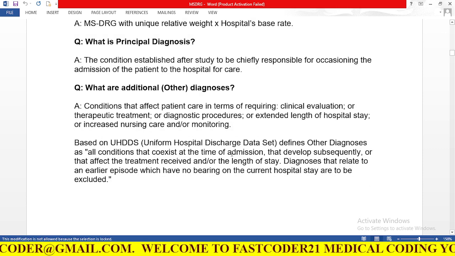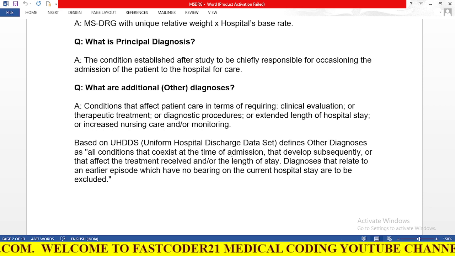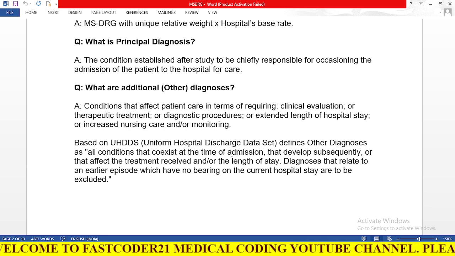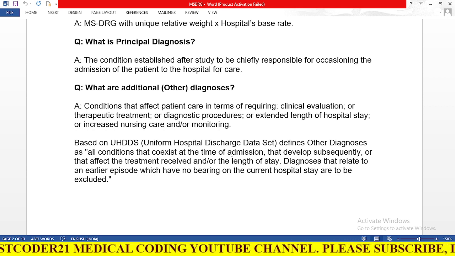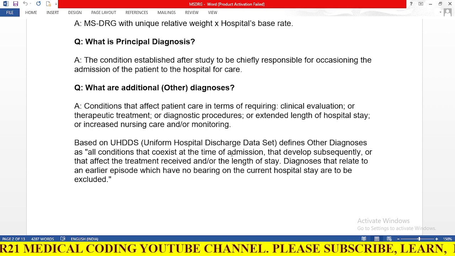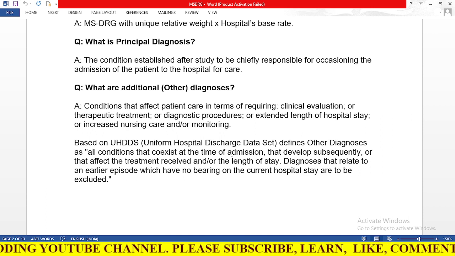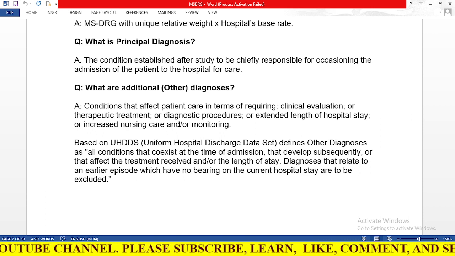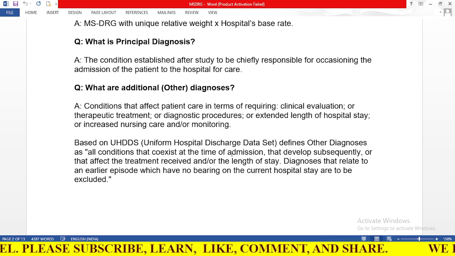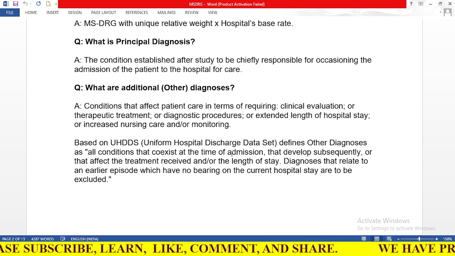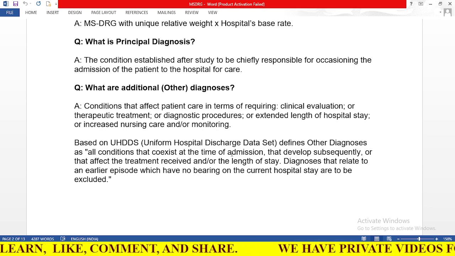So what are additional diagnoses? Conditions that affect patient care in terms of requiring clinical evaluation, therapeutic treatment, diagnostic procedures, or extended length of hospital stay, or increased nursing care under monitoring. So in order to consider an additional or secondary diagnosis, the physician needs to clinically evaluate the patient, or the patient needs to have therapeutic treatment, or diagnostic procedures, and also increased nursing care under monitoring.